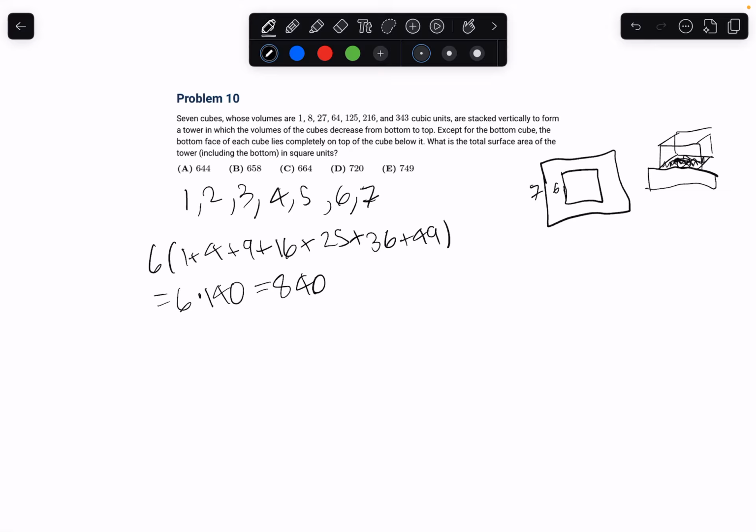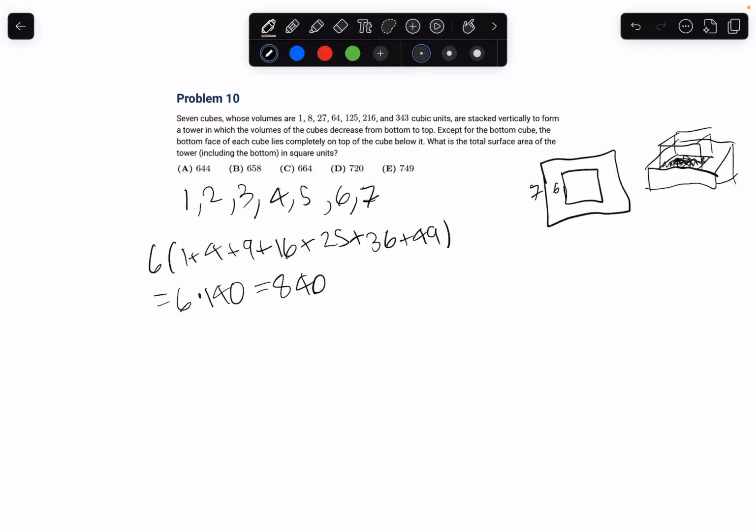So I can draw it completely like this. So that structure there, that's actually inside the whole structure as a whole, which means we don't count it. And since we counted each of the surface areas individually, that means we counted this area twice, once from the 7 cube and once from the 6 cube, since they both include this area as part of their surface area.